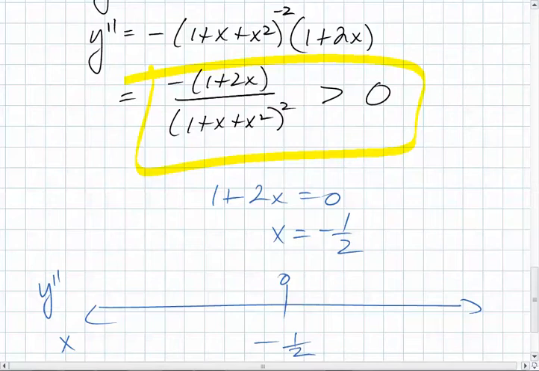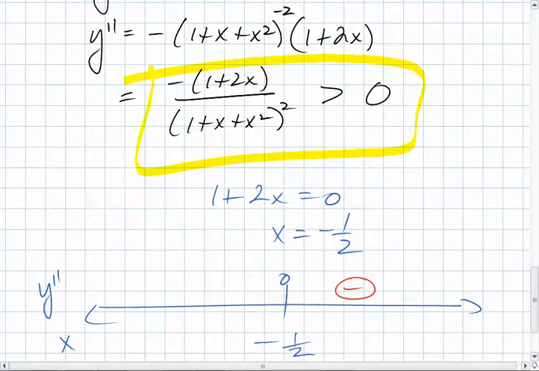So now you have to check values on either side. What's an easy value to the right of 0? 1. What's easier than that? 0. Plug in 0, it's going to be 1 on the bottom and negative 1 on top. So what is it going to be? Negative. Now, are we guaranteed that this is negative? Can it go from negative to negative? You have to test both sides.